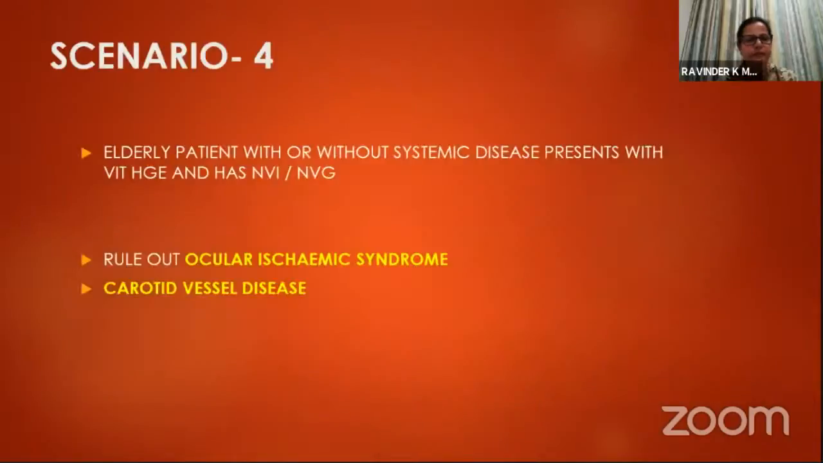required vitrectomy. Scenario 4 is an elderly patient who comes with or without systemic disease, presents with vitreous hemorrhage, and has neovascularization of the iris, although the other eye has no signs of any diabetic retinopathy or hypertension, but he straightaway presents with neovascularization of the iris and high pressure. In these patients, we need to rule out ocular ischemic syndrome, and carotid vessel disease needs to be ruled out.